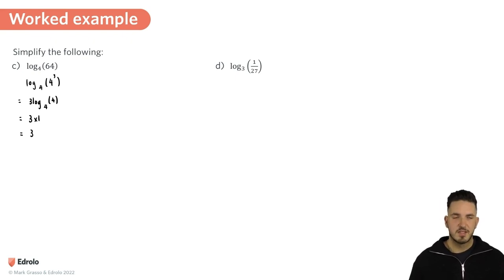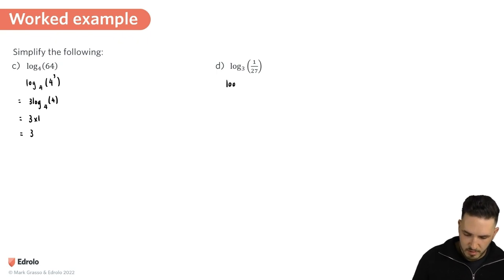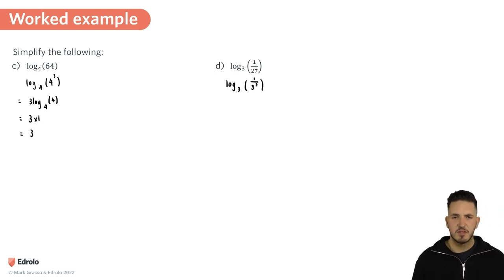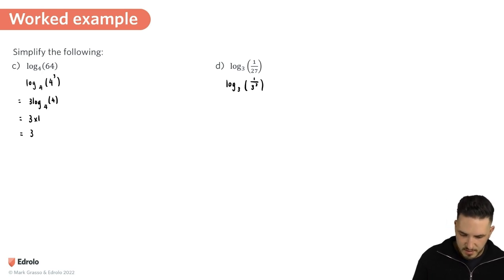So 1 over 27, think about that base of 3 for a moment. 27 can be rewritten as 3 to the power of 3. So we're going to have log 3 of 1 over 3 cubed. Can't really do much in that form. However, we can rewrite this using a negative index. So we can put 3 to the power of negative 3 as our numerator. So this would become log 3 of 3 to the power of negative 3.